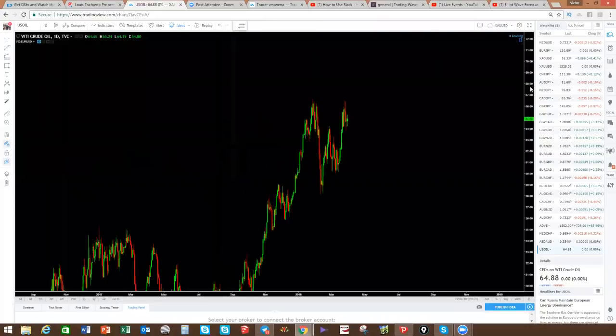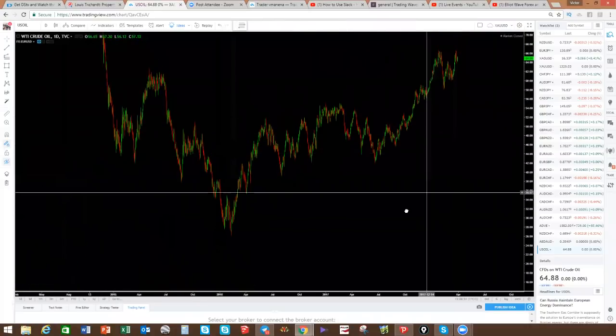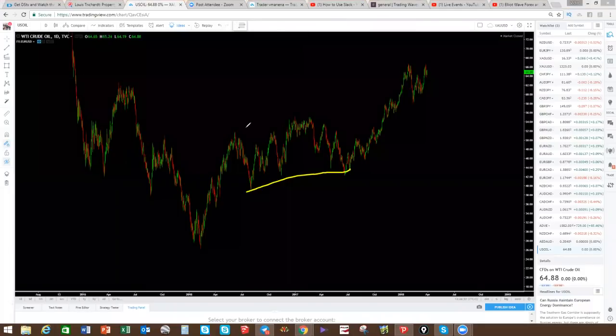because of a simple structure here. Look at this structure, running flat, impulse, correction, and then an impulse. Okay. All right, so that's gold, silver, and oil.